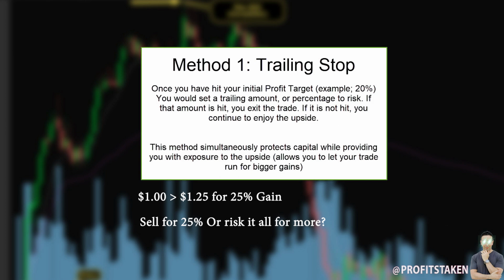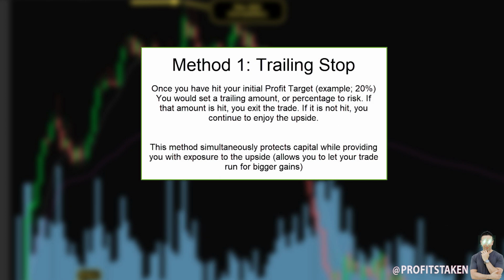There's nothing wrong with that. Or you can risk all 25% by letting your trade run and seeing what happens, right? This is a horrible strategy. And anyone telling you otherwise goes into the red flag scammer category, who doesn't know what they're talking about. There is another option, and there are other ways to do this.